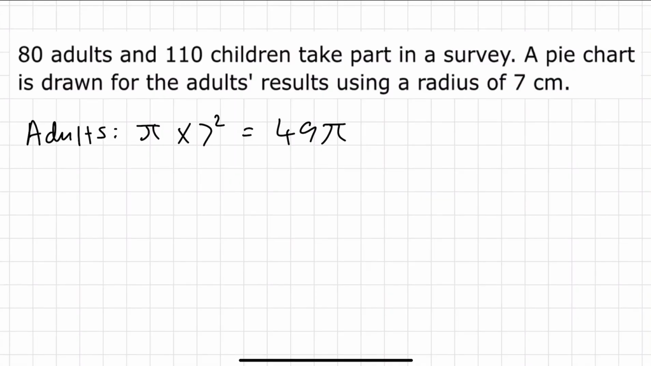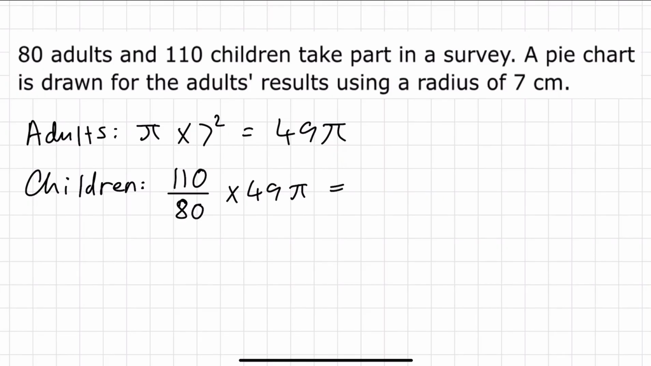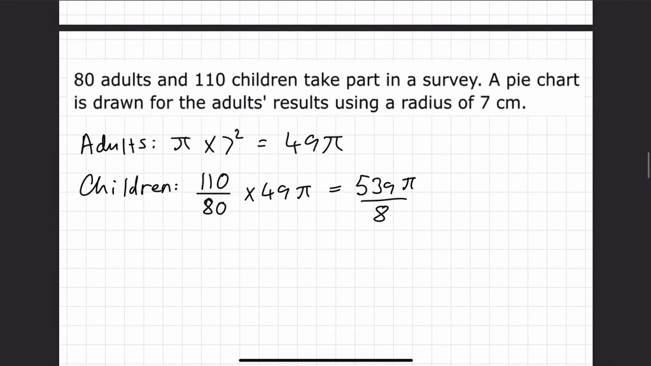And we know for children, we're just going to times it by our scale factor. There are 110 children in comparison to 80 adults. So we're going to times our area by that, 110 over 80, times by 49 pi, and that gets us 539 pi over 8 for children. And then let's try this one more time.